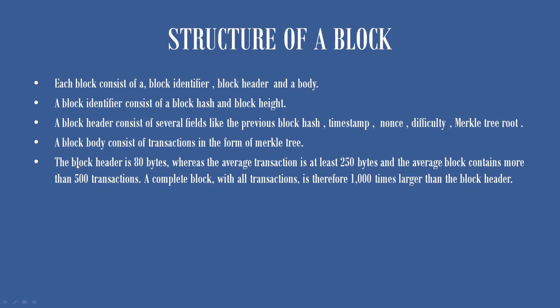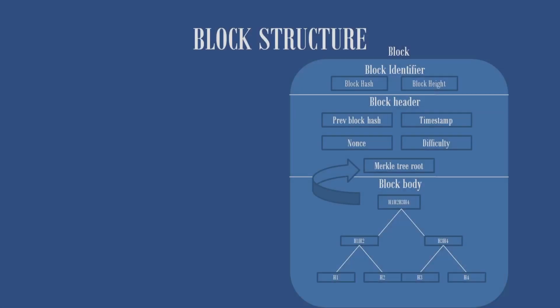And note one thing: the block header is 80 bytes, whereas the average transaction is at least 250 bytes, and the average block consists of more than 500 transactions. So you can say that a complete block with all the transactions is therefore 1000 times larger than the block header. Okay, so moving on to the next slide.